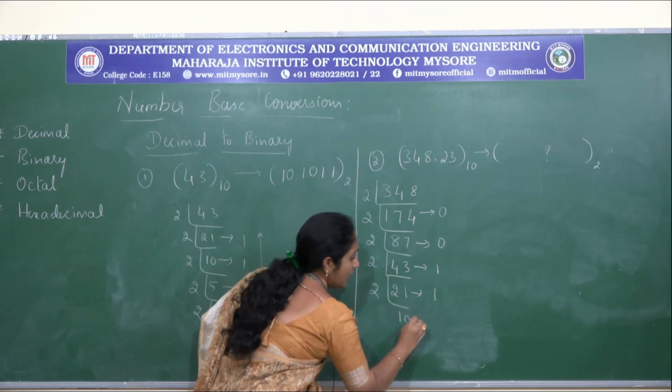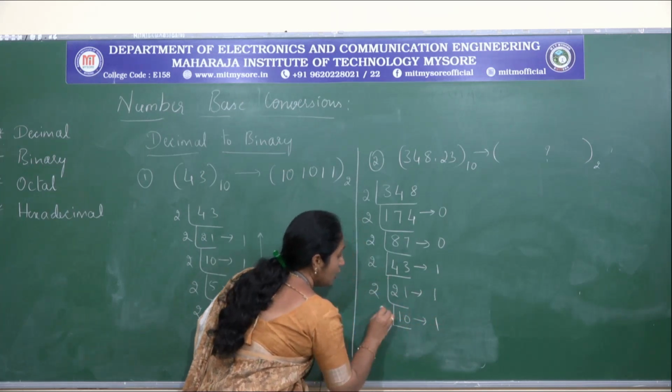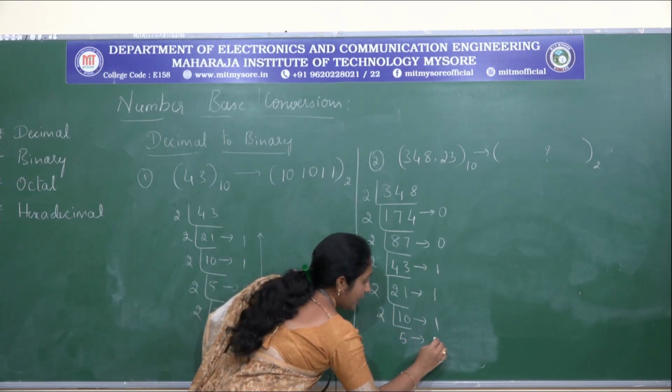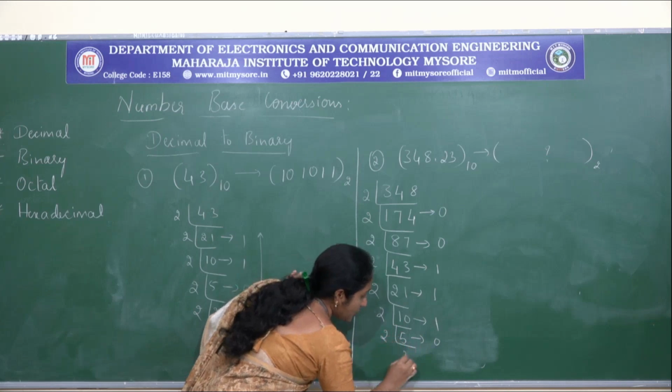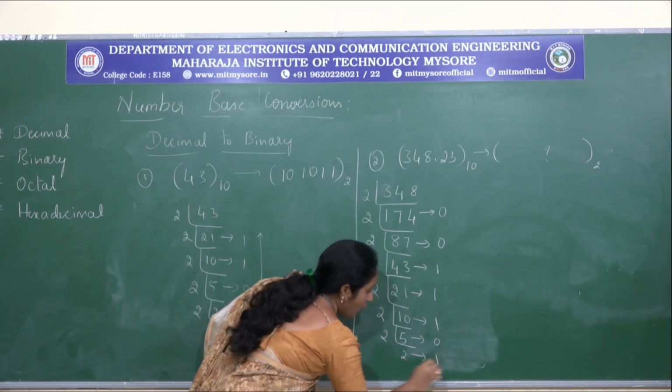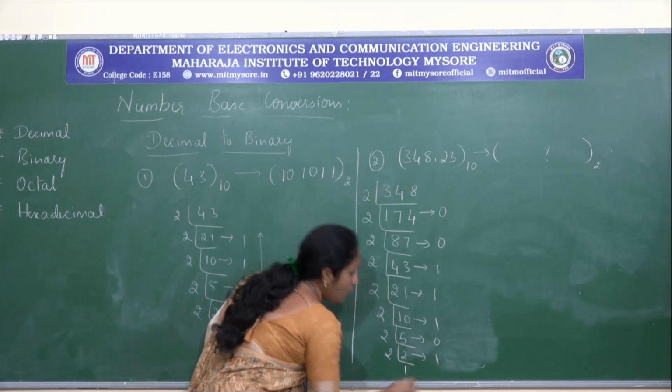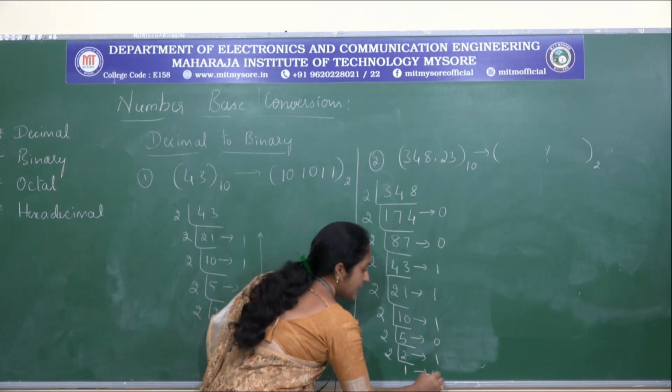Next, 2 tens are 20, remainder is 1. Next we have 2 fives are 10, so remainder is 0. Next 2 twos are 4, remainder is 1. Next we have 2 ones are, remainder is 0.